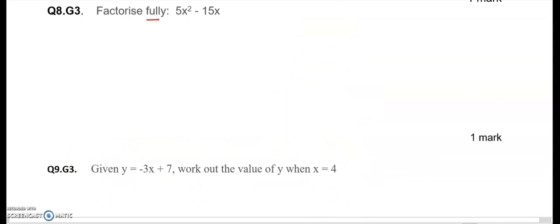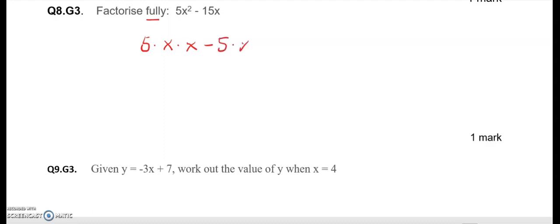We've got 5x squared minus 15x. So 5x squared I'll write as 5 times x times x, and minus 15x, which I'll write as 5 times x times 3, or 5 times 3 times x. So this means multiplication, the dot.